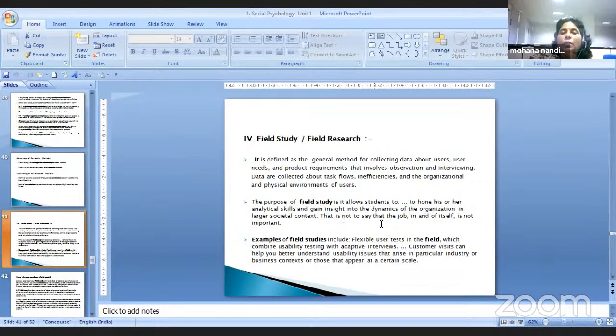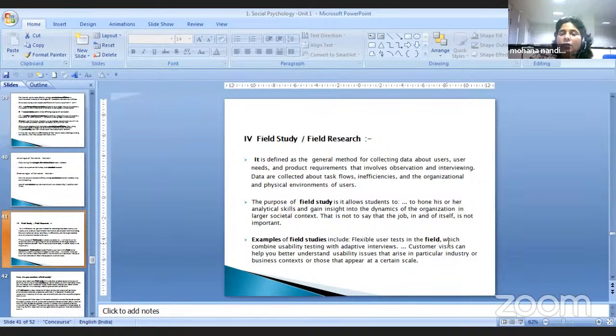This is one example: what kind of job they require, what kind of skills they require. So you can do this study, and it is completely based on the students. We can see one more example. Examples of field studies.